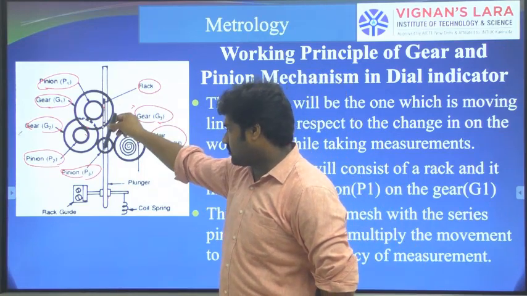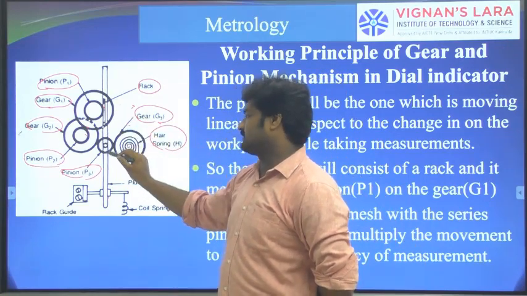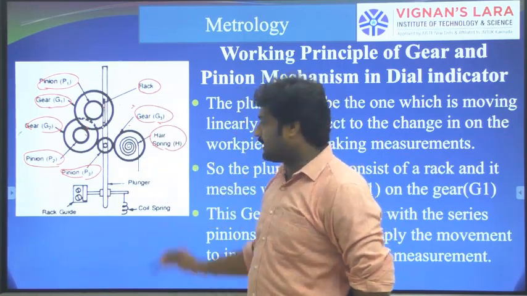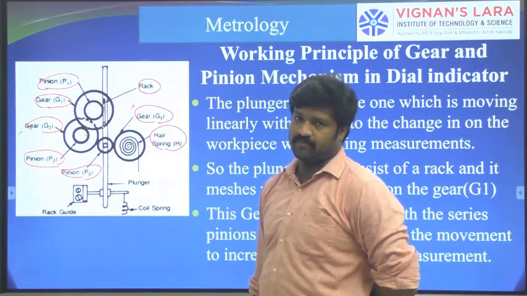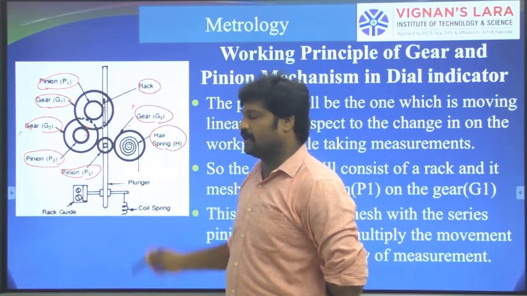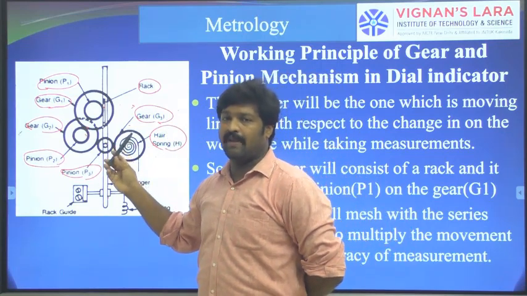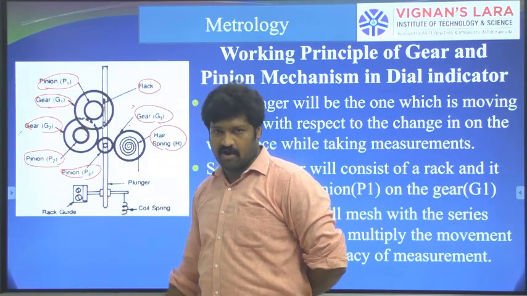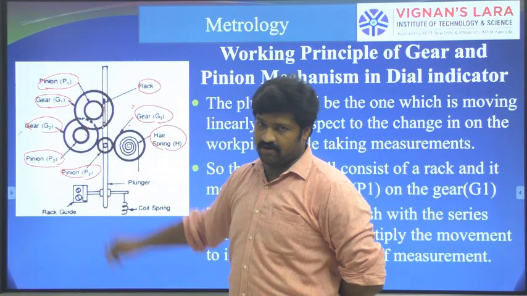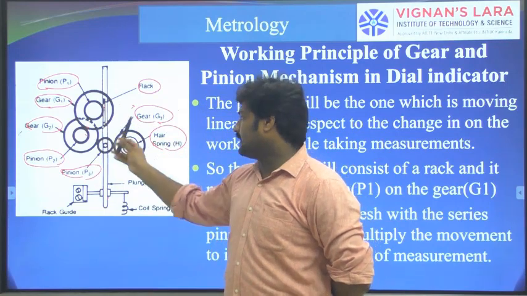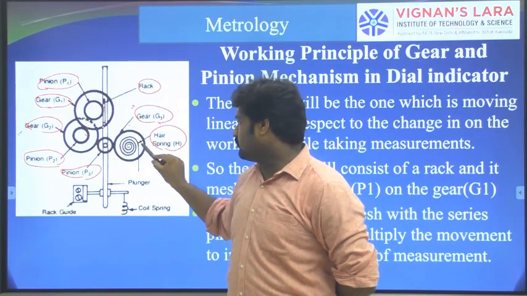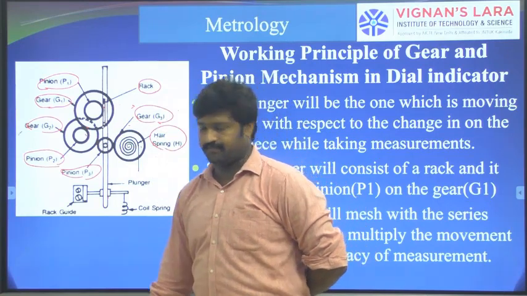So the pointer is connected to our pinion. If the pinion rotates, it moves the gear G3 also. The gear G3 is connected to the hairspring. So here this hairspring is to bring our needle back to the 0 position. After the withdrawal of our component, the gears will move backward. At this time, the needle should go to 0. So to make it go to 0, we are using a hairspring.